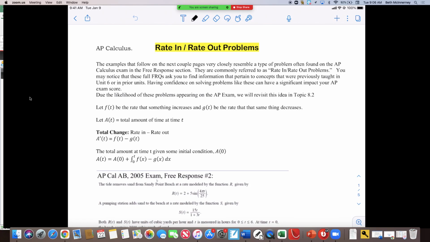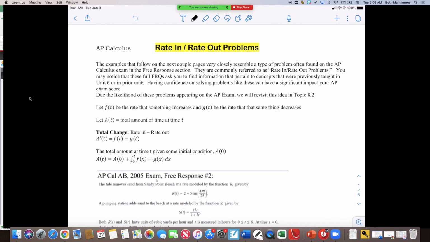But if we let f of t be the rate that something increases and g of t be the rate that that same thing decreases, then a of t is the total amount of whatever that is at time t. And so the total change is the rate in minus the rate out. And that's actually, if a of t is the total amount, then a prime of t is that total change.